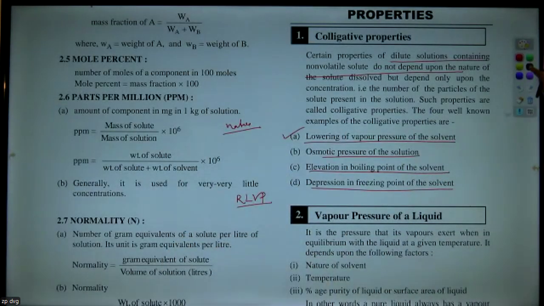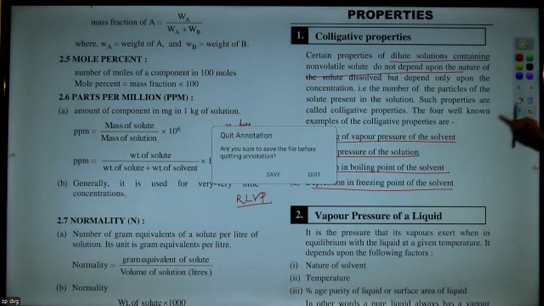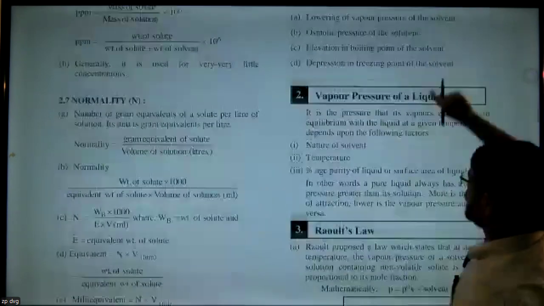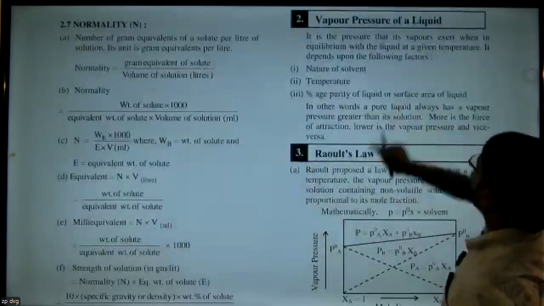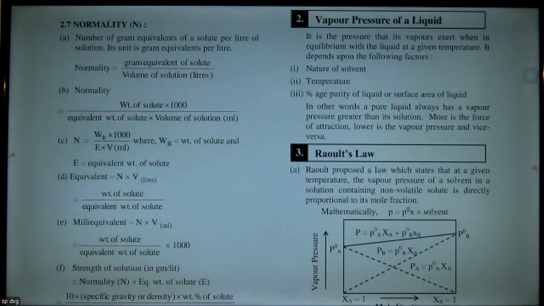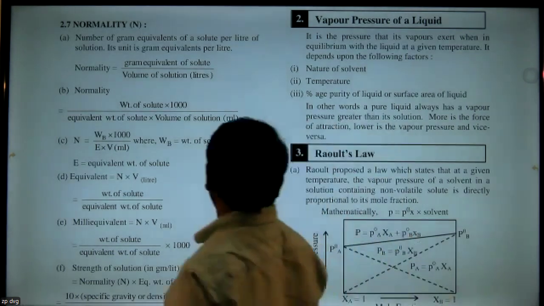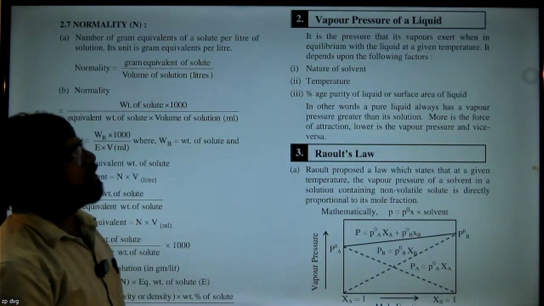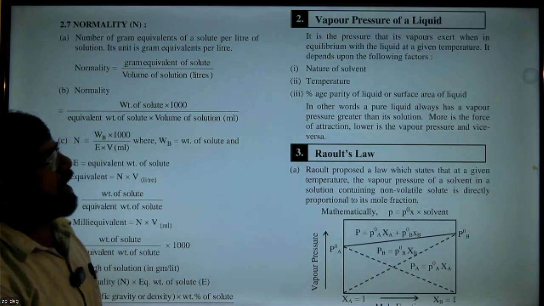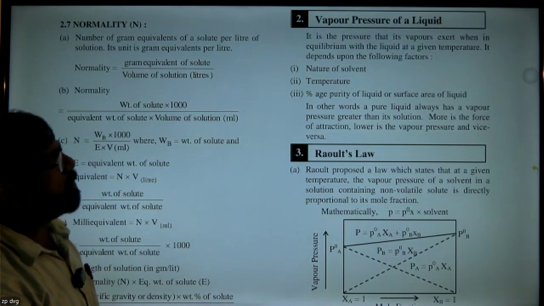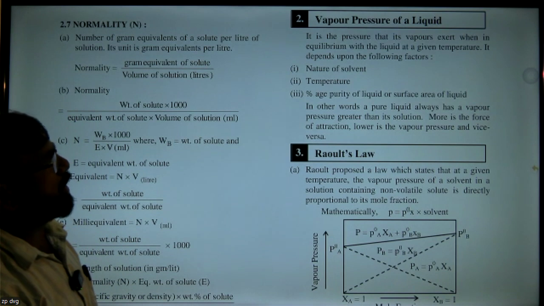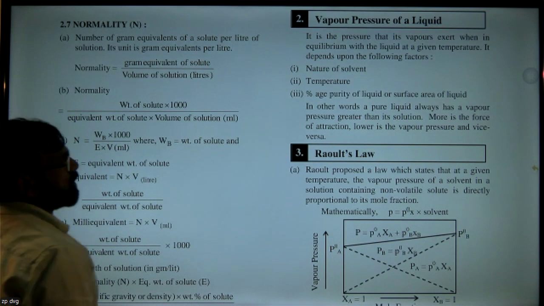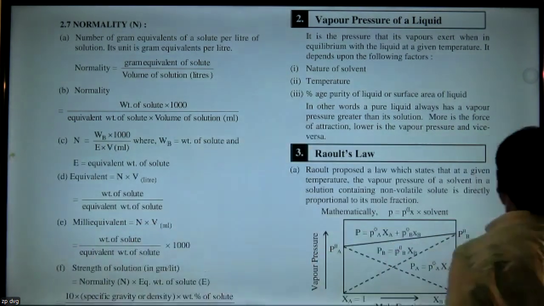Next, vapor pressure of the liquid. What is the vapor pressure of a liquid? Let us see now. What is the definition of the vapor pressure of a liquid? It is the pressure that its vapors exert when in equilibrium with the liquid at a given temperature. What is the vapor pressure?